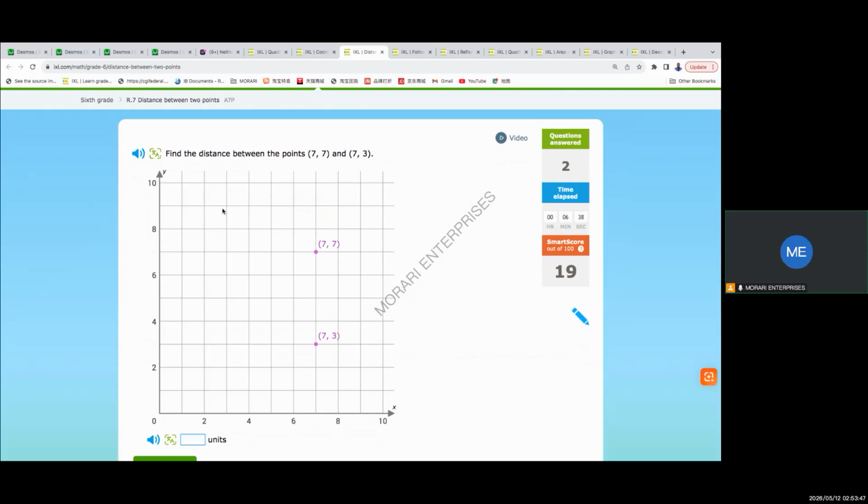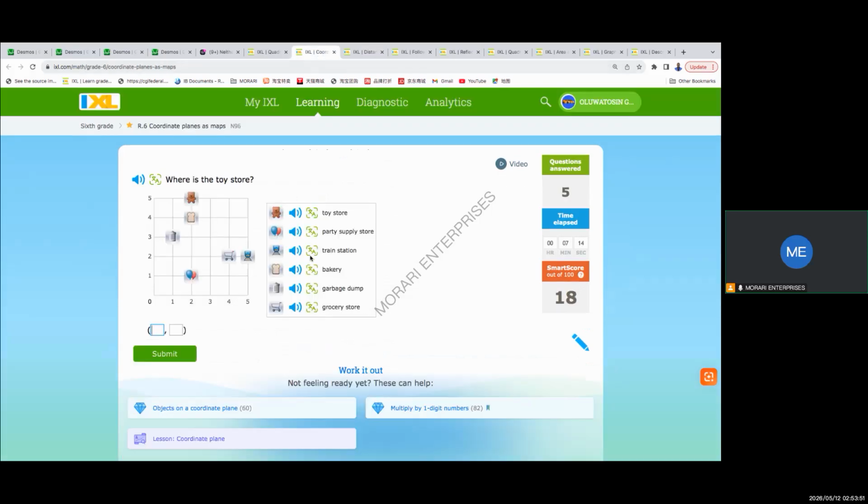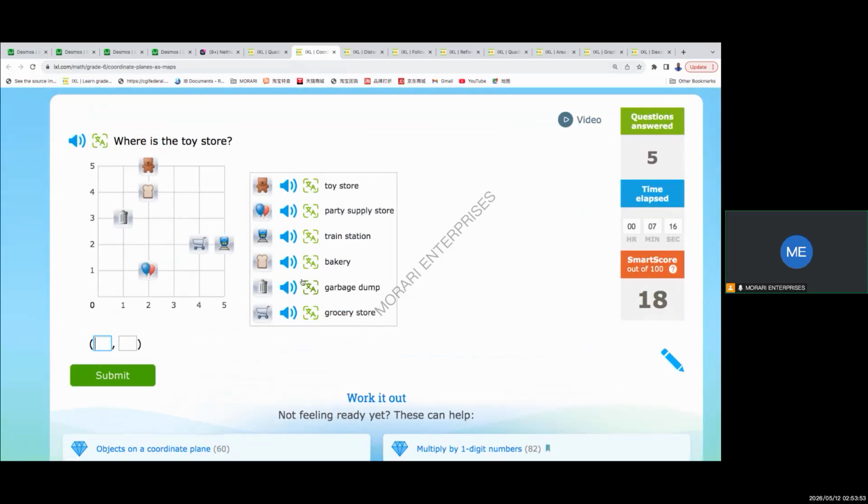In this case, we just have the first quadrant. We don't have the complete set. Now, we can use this as a map. Where is the toy store? So this is the legend. The legend is just some description about this map here.